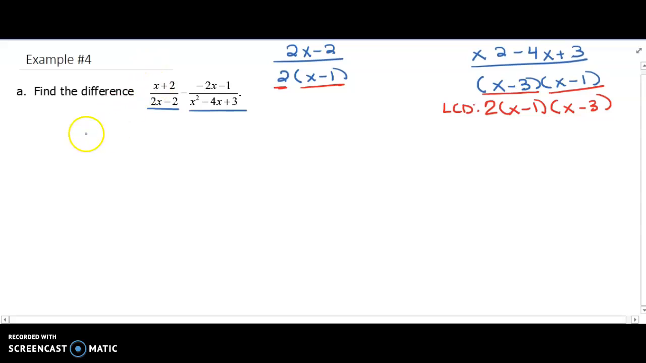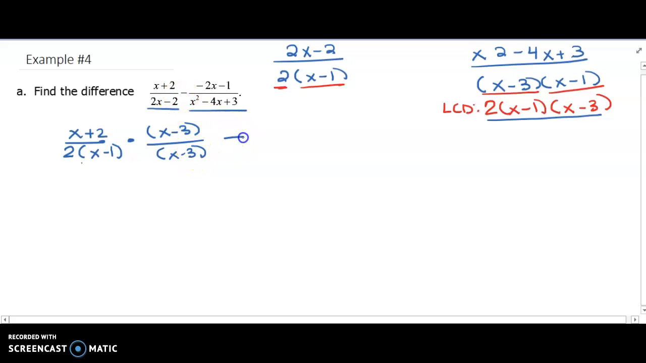So I'm going to change these to have that common denominator. I'm going to say x plus 2 over, and I'm going to put this in factored form, 2 times x minus 1. Now when I compare this denominator with our least common denominator, notice the only part I'm missing is my x minus 3. So I'm going to multiply this by x minus 3 over x minus 3. And remember, what permits me to do that is this is really just 1. So I'm making it look different, but I'm not changing its actual value.